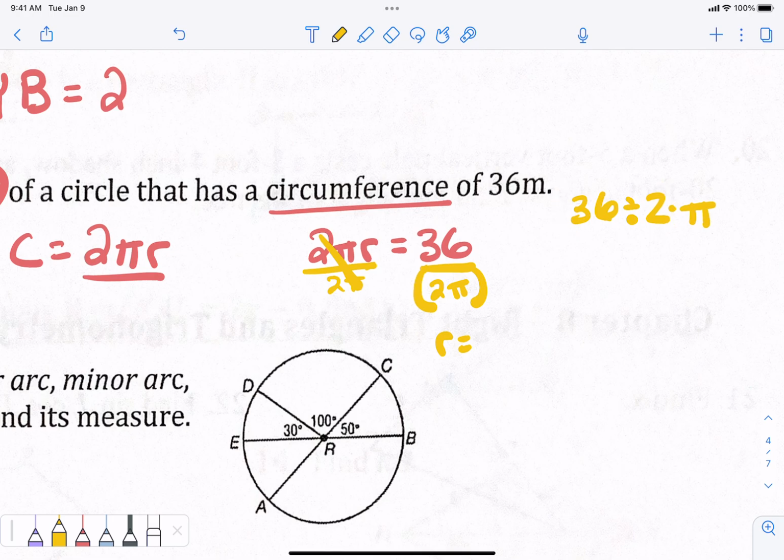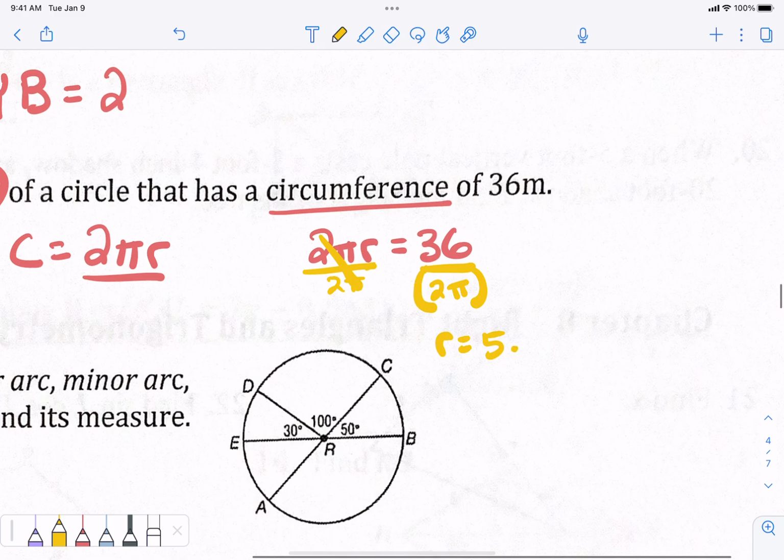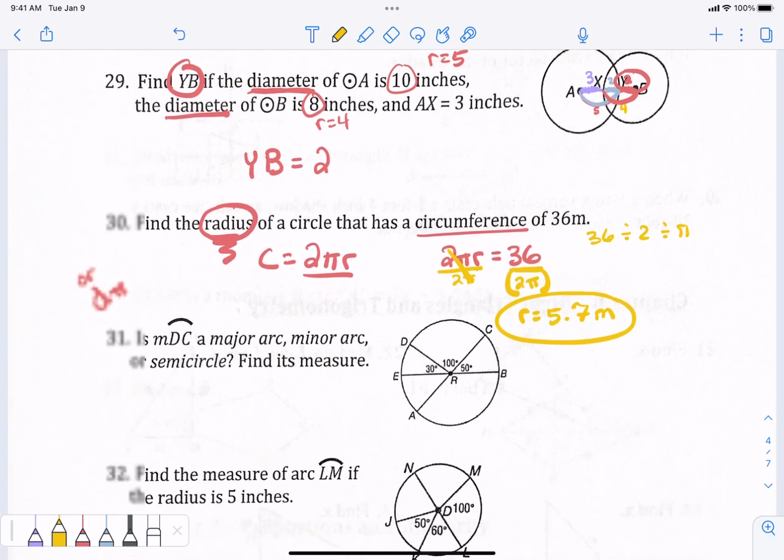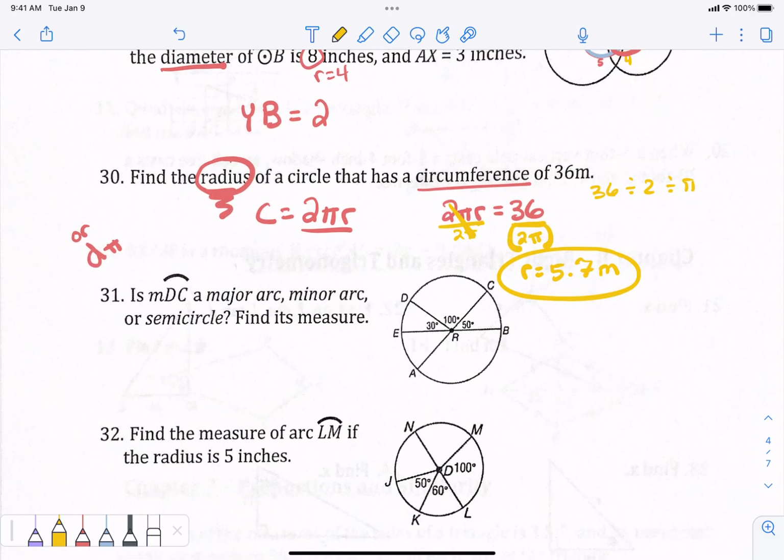Okay, so when you type this in, if you're getting a wrong answer, you're not getting what I got, it's because you didn't put parentheses around the bottom. So 2 pi goes in parentheses. And the radius should be like 5.7 meters. You can also do instead 36 divided by 2 divided by pi, right? If you want to type it in that way, because the 2 and the pi are in the bottom. So just to be clear, you got to make sure you do the parentheses right or divide, okay?